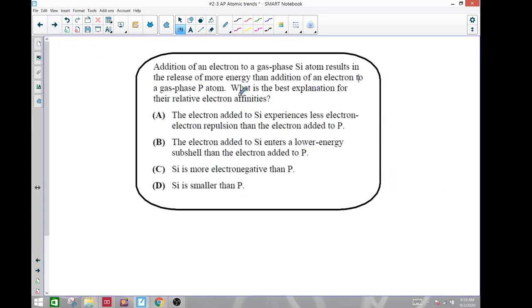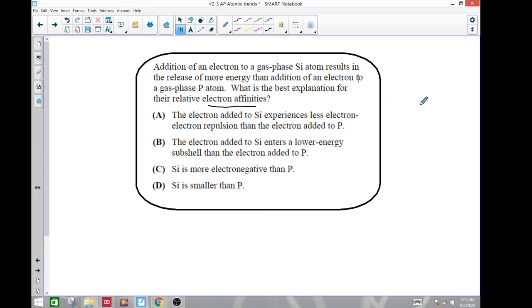Addition of an electron to a gas phase silicon atom results in the release of more energy than the addition of an electron to a gas phase phosphorus atom. They've worded this kind of weird. What is the best explanation for the relative electron affinities? Now, we haven't done electron affinity yet. It's the reverse of the ionization energy, which we're getting to next, okay?